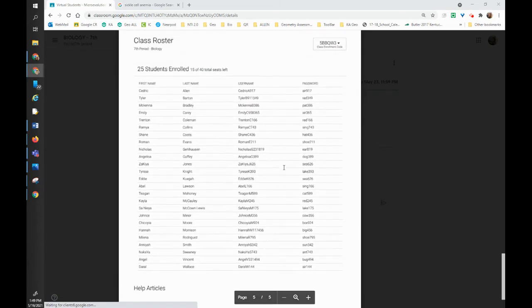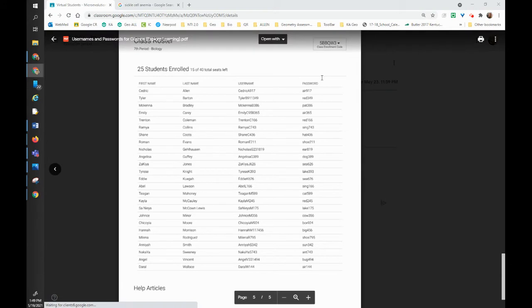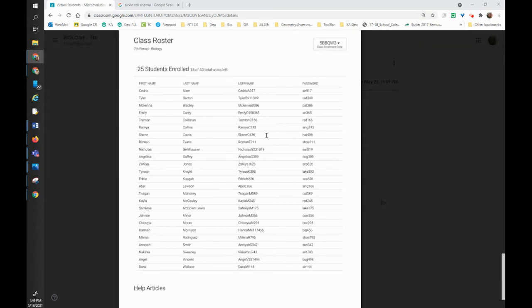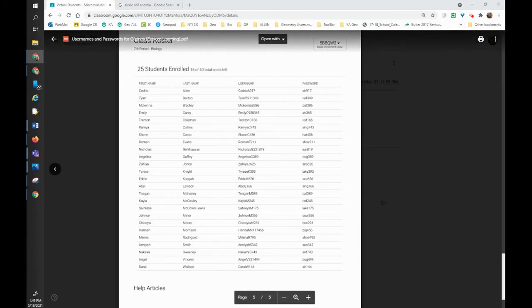We're not submitting any of our work on Gizmos, and the Gizmos resets when you log out of it. So it's not a big deal in this situation that somebody could see your username and password for the Gizmos in particular. These are temporary accounts. They will expire relatively soon. And all we're doing is accessing the virtual lab. We're not submitting any of our work on there.